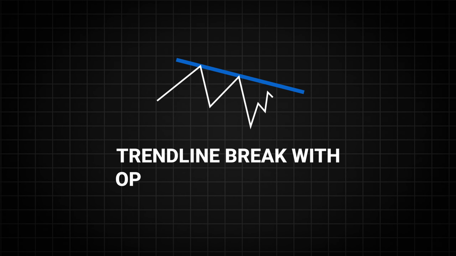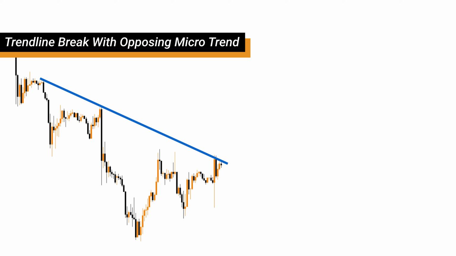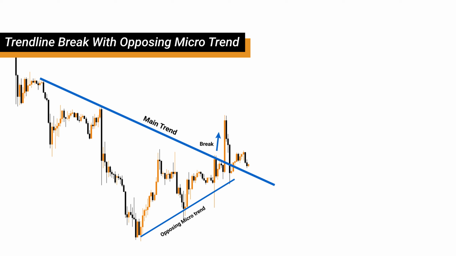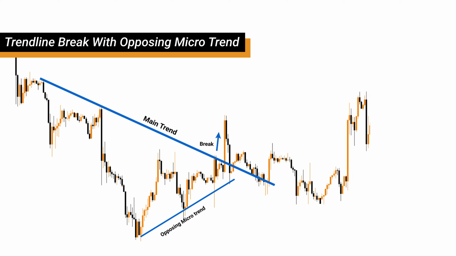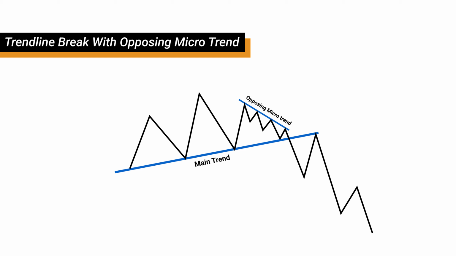Another strategy is the trend line break with opposing microtrend scenario. Just like the trend line bounce with opposing microtrend, there is also a trend line break with opposing microtrend. An opposing microtrend builds up to touch the main trend line, but price actually breaks the main trend, signifying a strong trend change. With this strategy, price should be allowed to come to the support, resistance, trend line, or zone with a candlestick confirmation before entry. The same goes for an uptrend.